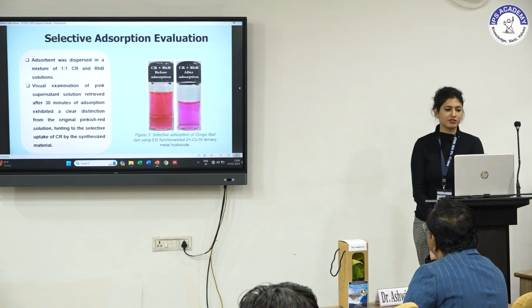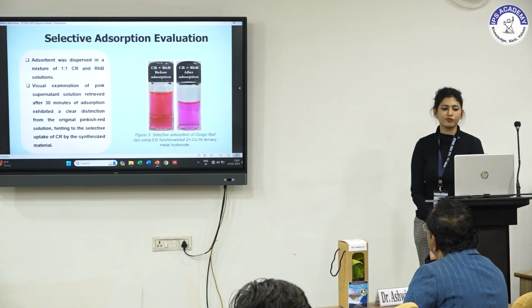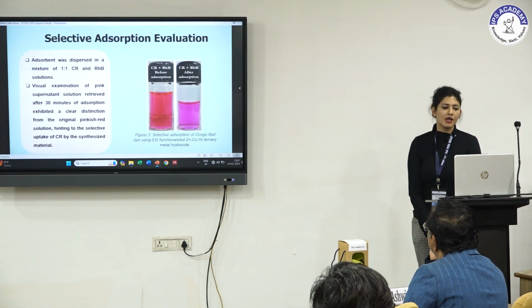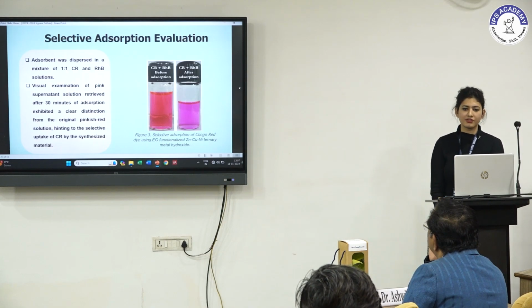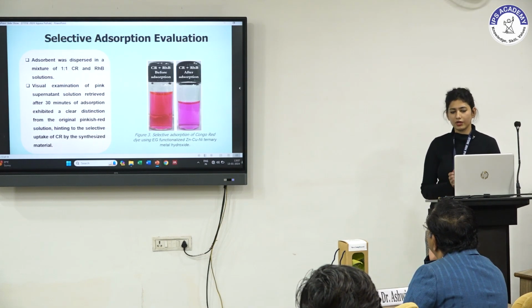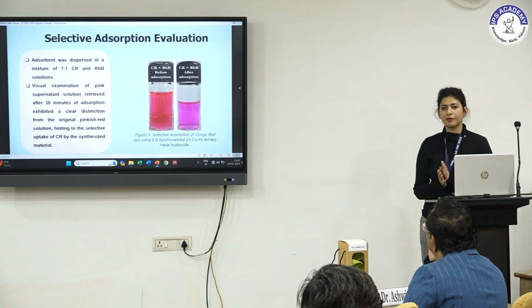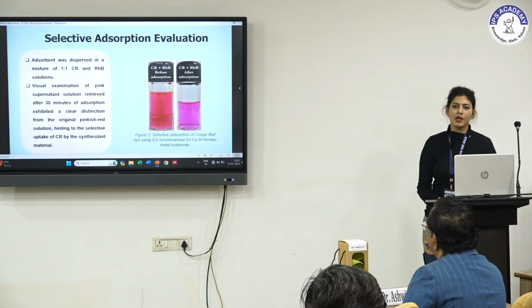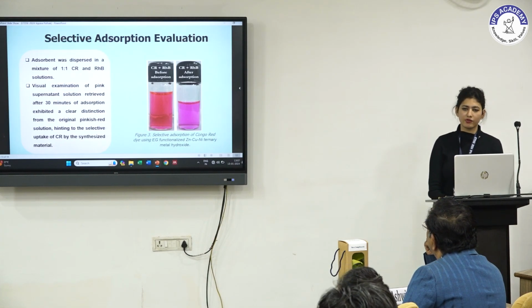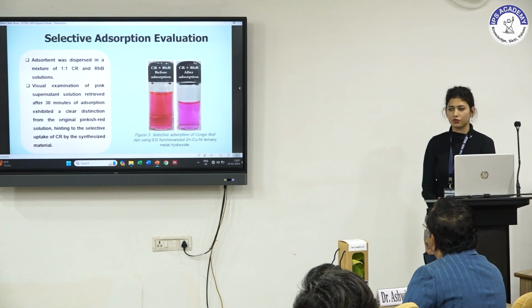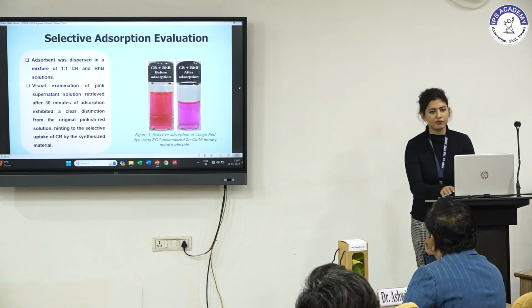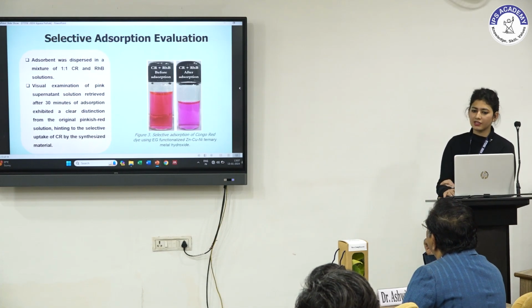Then we performed the adsorption studies, wherein first we studied the selective adsorption of the material. The adsorbent was dispersed in a 1:1 solution of Congo red and rhodamine B dyes. From the visual examination, after 30 minutes of stirring in dark condition, we obtained a pink solution which was different from the original pinkish red solution, which hinted that there was a selective adsorption of Congo red by the synthesized material, and rhodamine B was left behind in the solution.